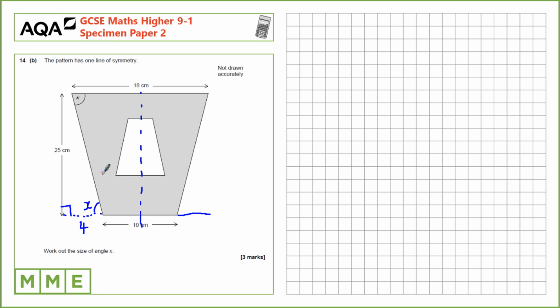Next, let's label our triangle for trigonometry. If this is the angle we want to calculate, we have the opposite side and we have the adjacent side. This is the hypotenuse here. That means we'll want to use the ratio for tan, which is opposite over adjacent.